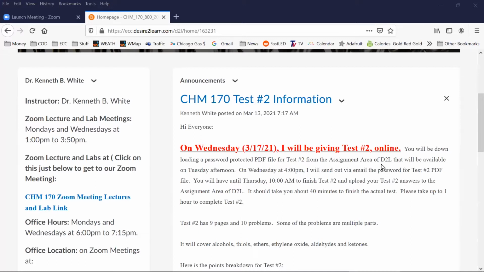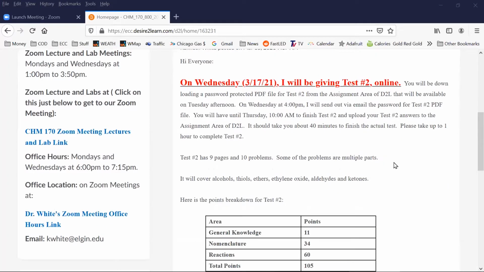Let's face it, if you're not cheating, and you shouldn't, either you know it or you don't. Extra time usually doesn't help any students. So if you need a little extra time, that's okay. Now, test number 2 has 9 pages, 10 problems. Some of the problems are multiple part. In Chem 170, I have never, ever given a multiple choice question on a test or a final.